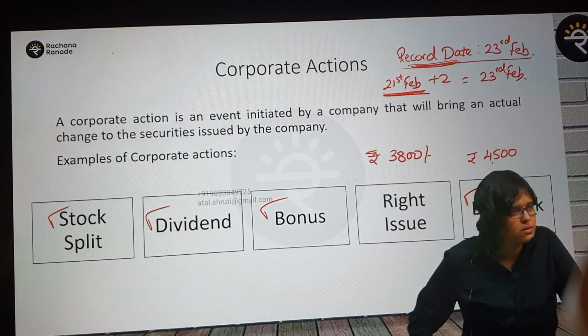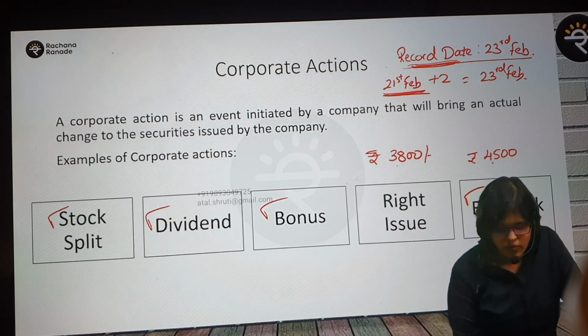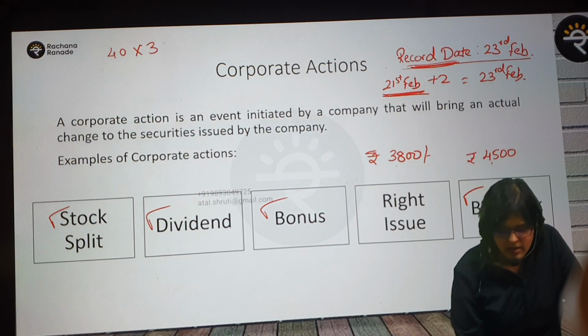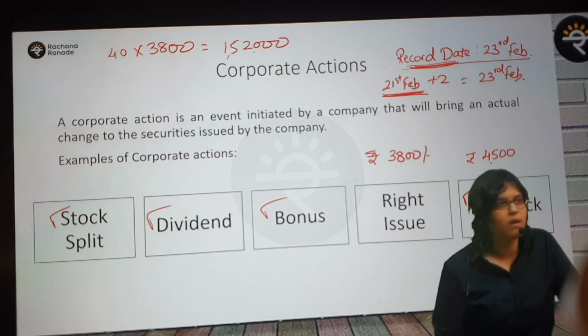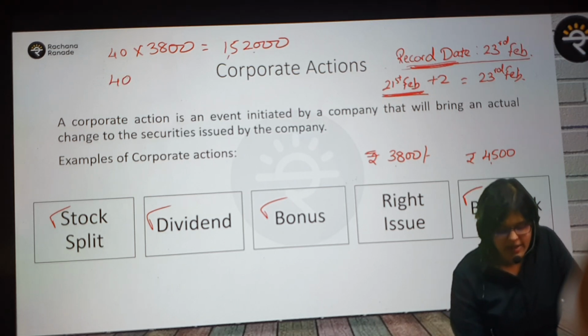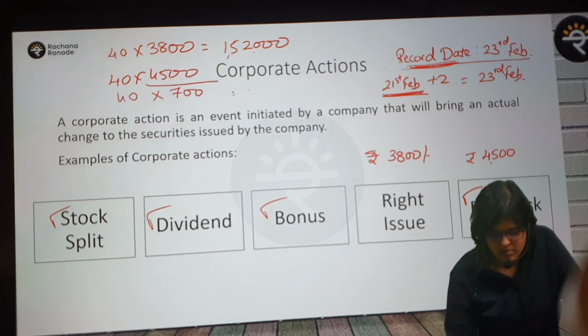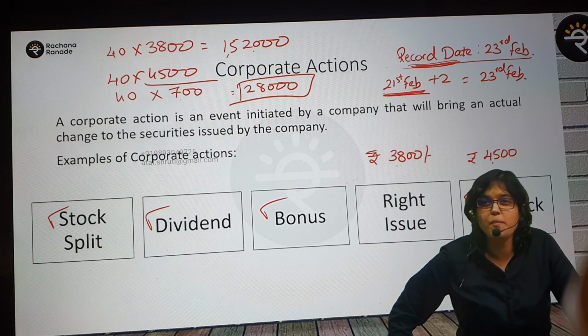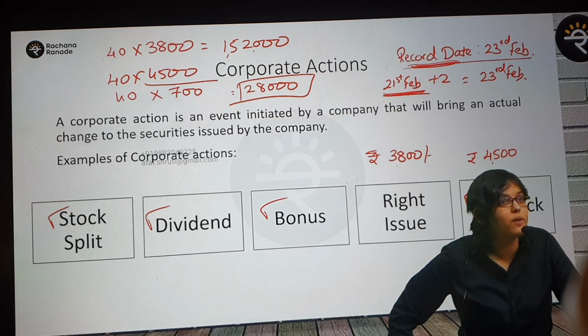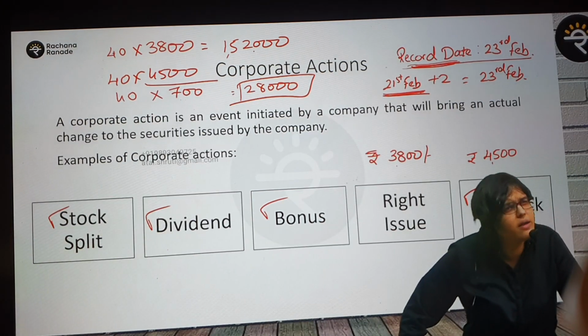It will consider 40 shares. So if some person had purchased 40 shares, at what price? Calculate 40 shares at 3,800. What is the amount invested? 1,52,000. Okay. Now tell me, if the company is ready to buy it back at 4,500 rupees, how much profit are you going to get? 700 into 40. 28,000 rupees straight profit. This was a blind buy. Guaranteed profit. Now you'll be like, madam, is it necessary that 100% shares will be bought back?